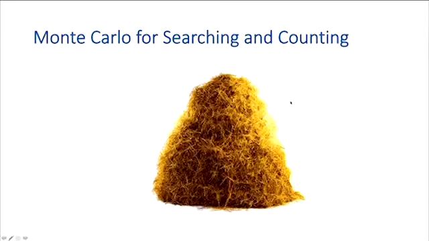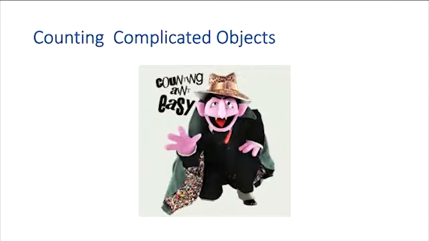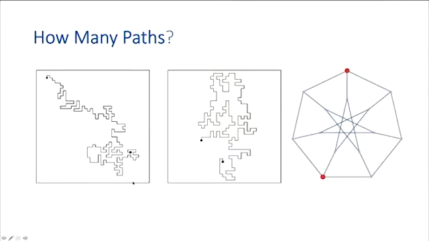I got this haystack here because you want to search for a needle in a haystack, and sometimes if we do counting, we want to count the number of needles in a haystack. This is a picture I sometimes show to 8-year-olds. Counting is actually not so easy. For example, how many paths are there from the red dot to the red dot that do not cross the same point twice? Or how many random walks are there that do not cross over? That's quite difficult. But you can use Monte Carlo, using a similar idea as for this pi estimation.